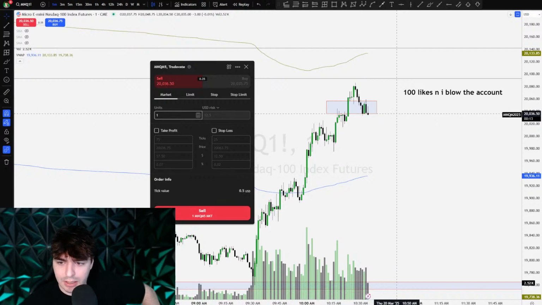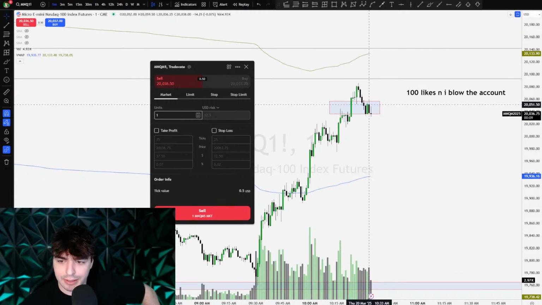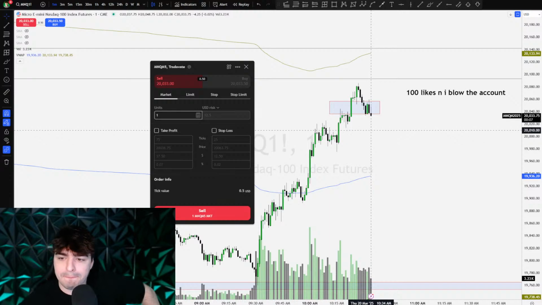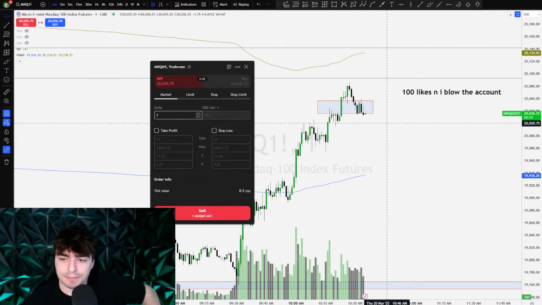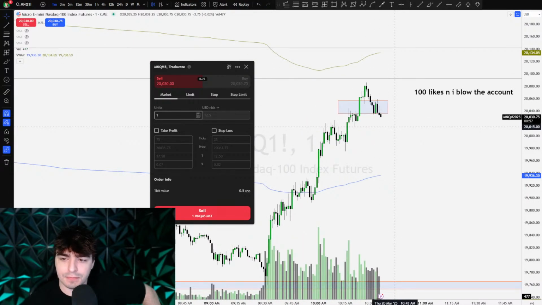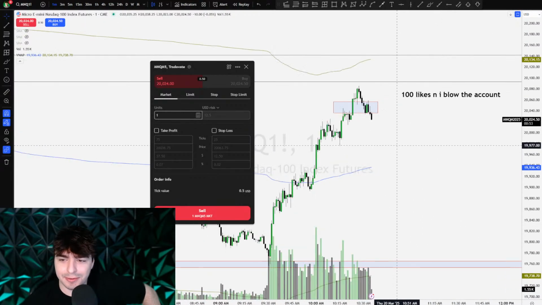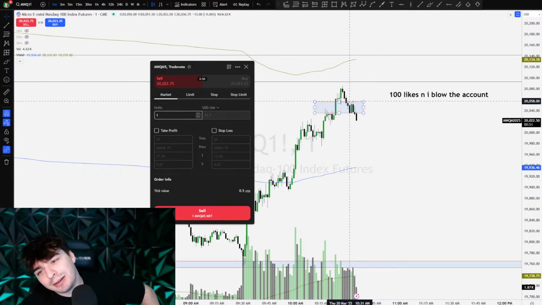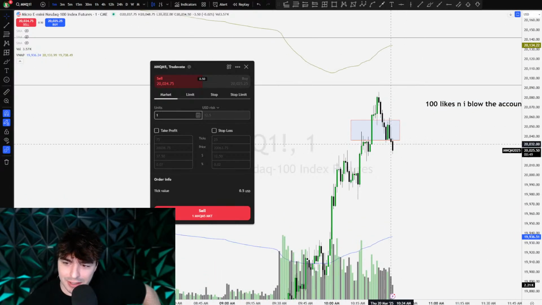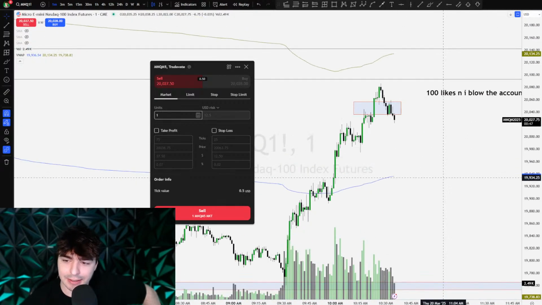Frick. This was it right here, that pullback. Damn. Let's see. Oh, no. Literally one tick higher and I was ready to short this thing. Come on.